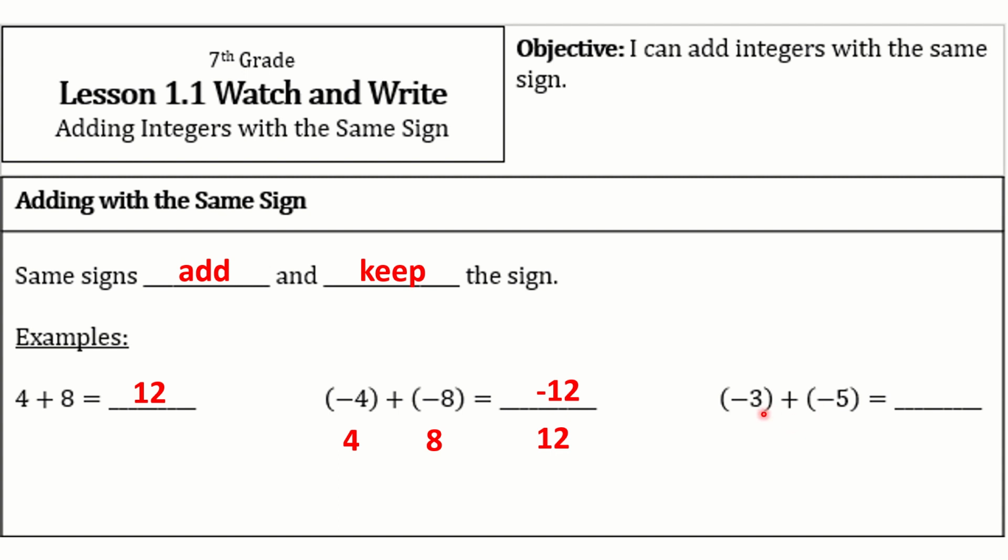Our last example here, we have negative 3 plus negative 5. We could treat them like positives, turn it into positive 3 and positive 5, which gives us positive 8. 3 plus 5 is 8. However, we got to keep our sign. They started as negatives. We're going to keep them as negatives, so it becomes a negative 8.